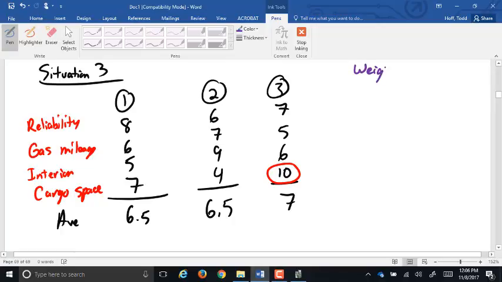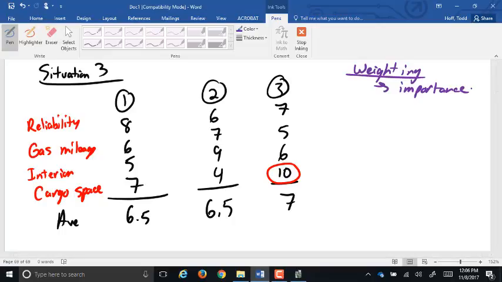And weighting is basically assigning an importance to an object. You might have 10 points that you want to split up between them. You might have 20 points, 100 points that you want to split up.